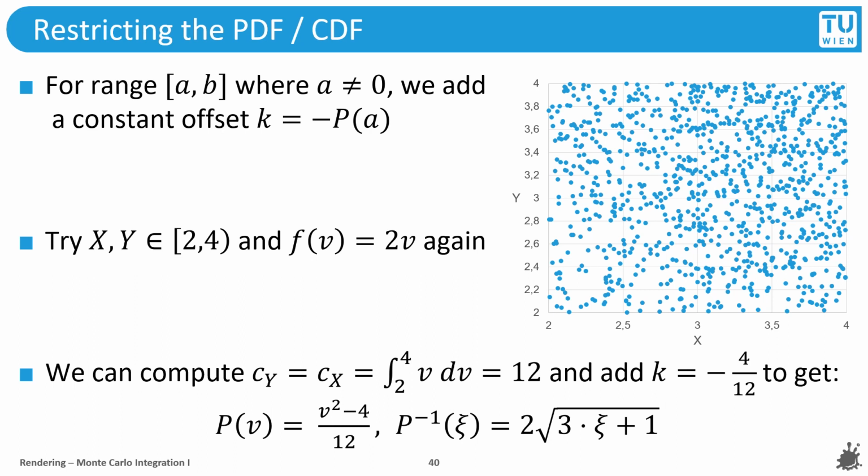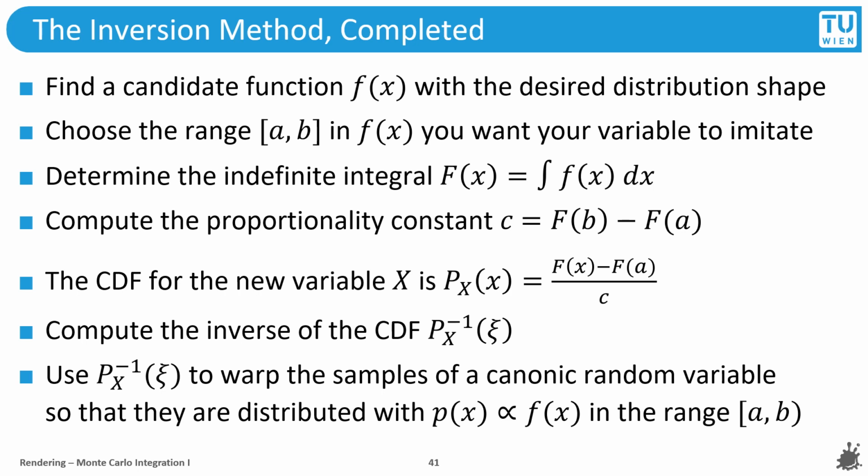With this in mind, we try our setup from before again, but this time apply the proportionality constant and the correct offset. And as we can see in the updated plot, this now produces samples with the expected growth in density and in the expected range. So finally, we have the inversion method for simulating random variables with custom distributions completed.